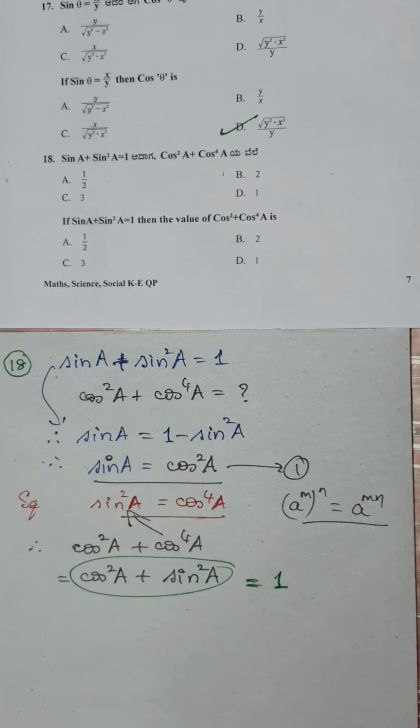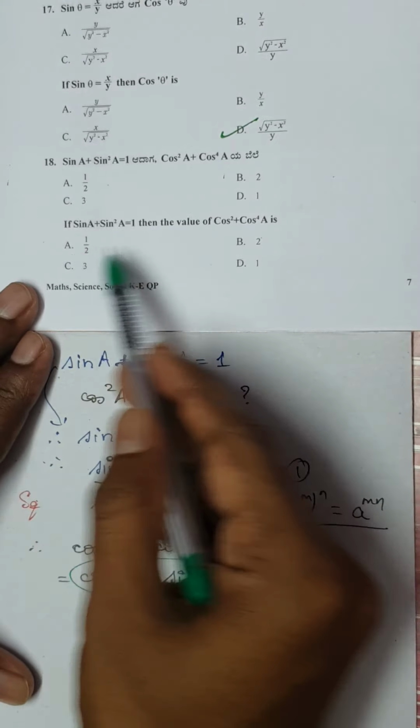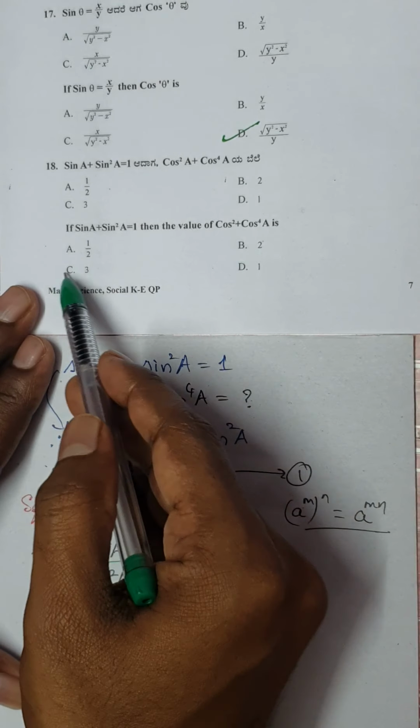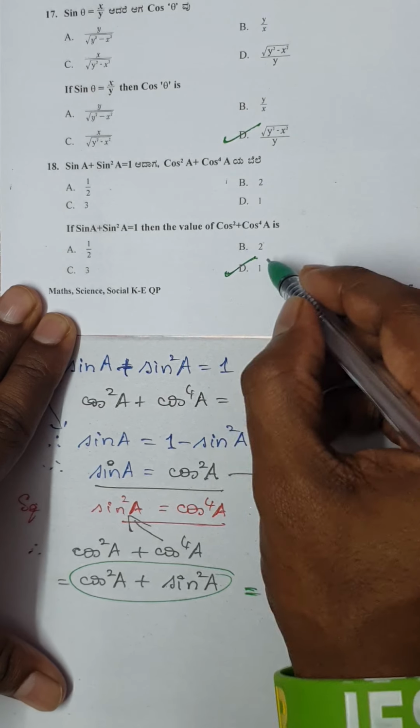Isn't it? So we have got the solution. Let's check for the option. Option A is 1 by 2, wrong. B is 2, that's wrong. C is 3, that's wrong. So the right answer is option D, which is 1.